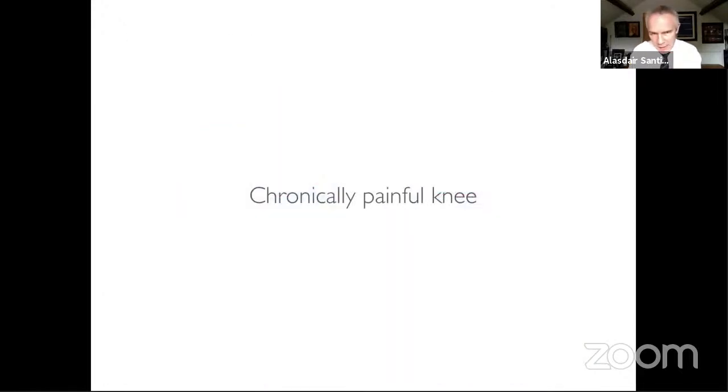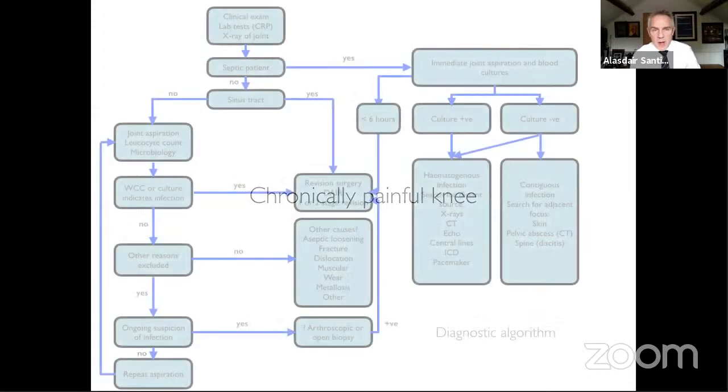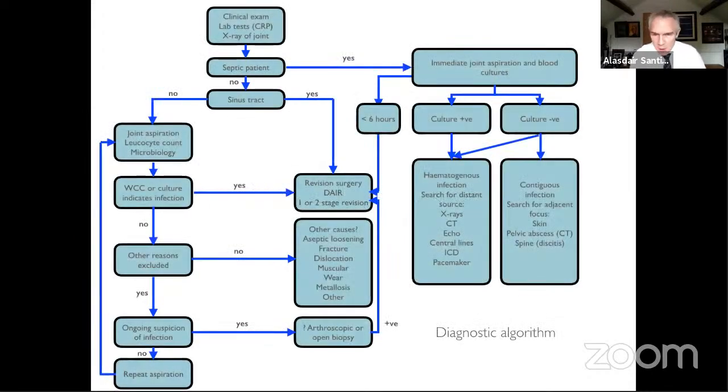So we'll come back to that as we go through, but the one we most see is the chronically painful knee replacement, the one that didn't have any immediate problems, but at some point comes back with issues. So again, algorithms are very useful. Let's start at the top. We have a patient that comes in, they've had no problems immediately, but the knee is painful. So you examine them, take lab tests, x-rays. And the first question is, is it septic?